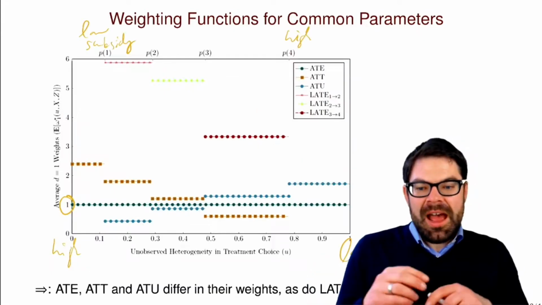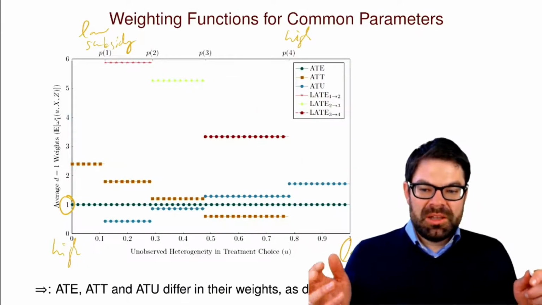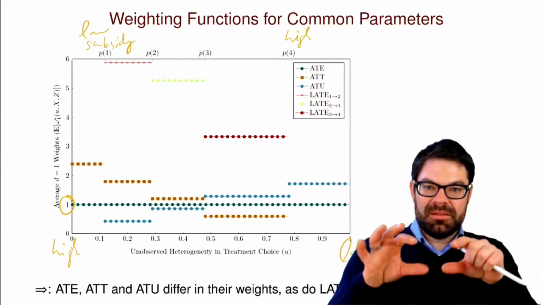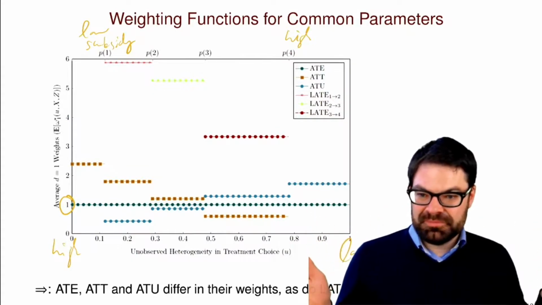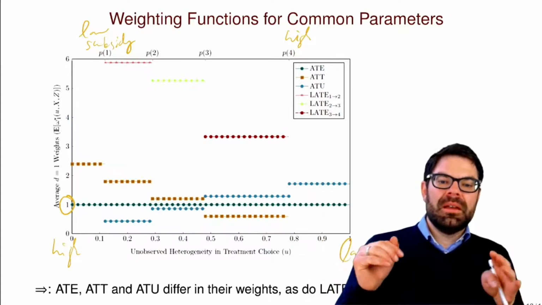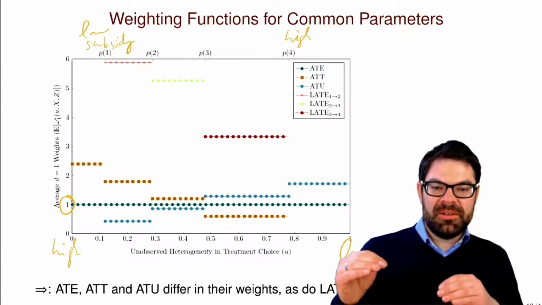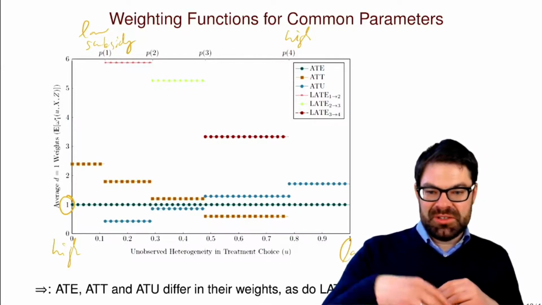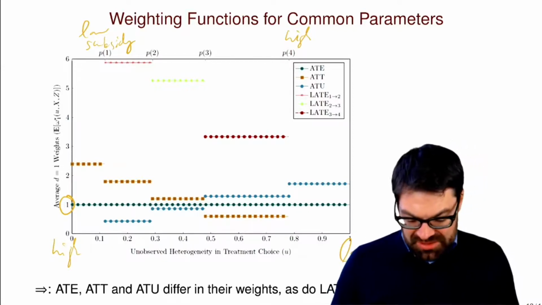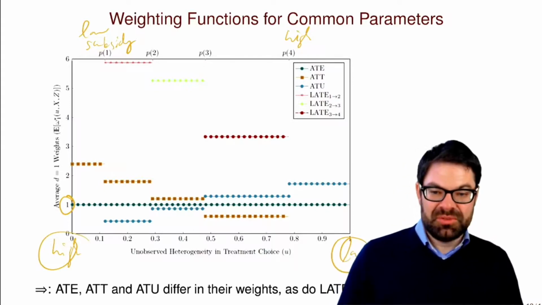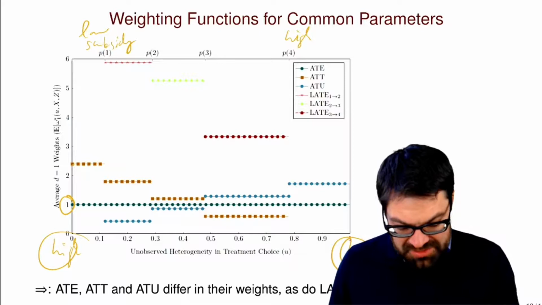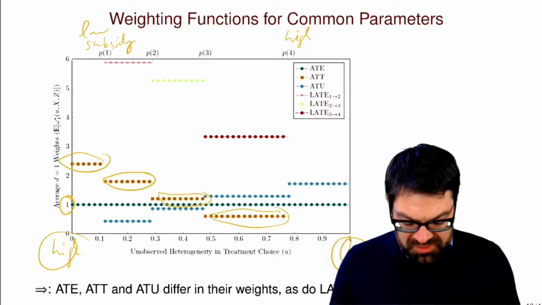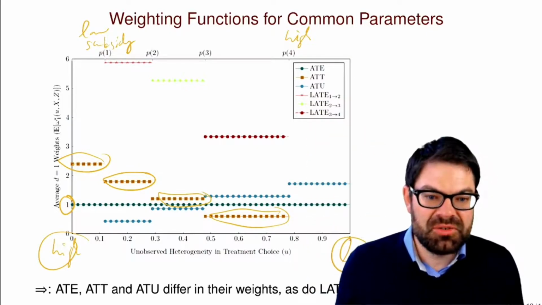Okay? So for the average treatment effect parameter, we give every unit in our sample the same weight. Yeah? For the average treatment effect on the treated, if we have selection into treatment that is systematic, such that some people are more likely to choose the treatment than others, we see here that we have a greater weight on those people who are most likely to select into treatment.